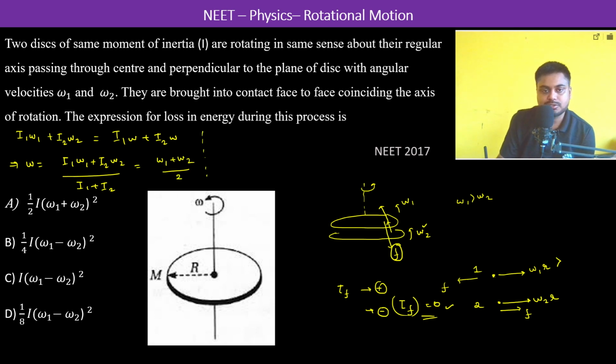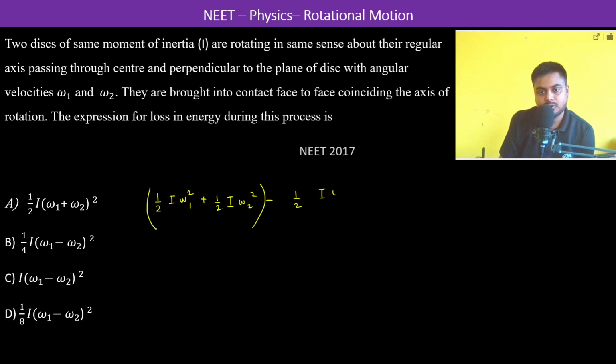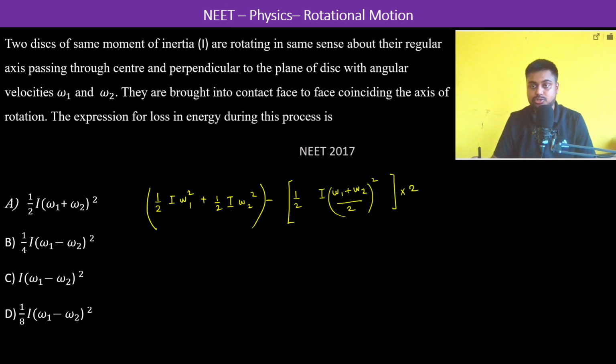So the loss of energy is going to be, previously the kinetic energy was half I omega 1 square for the first, plus half I omega 2 square, this is the initial kinetic energy of both, minus half I into omega 1 plus omega 2 by 2 whole square, and this has to be multiplied by 2 because both of them have the same omega. Let us do this.